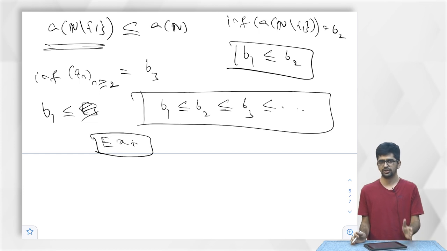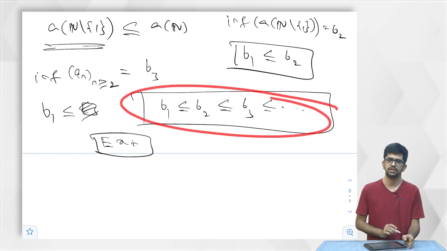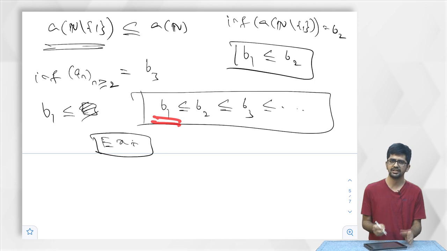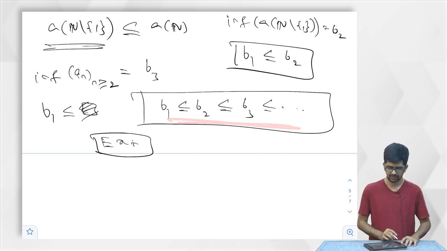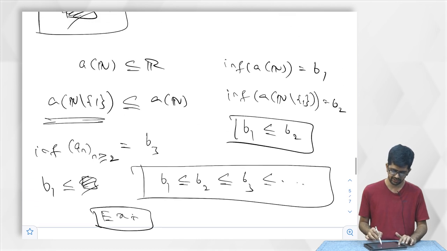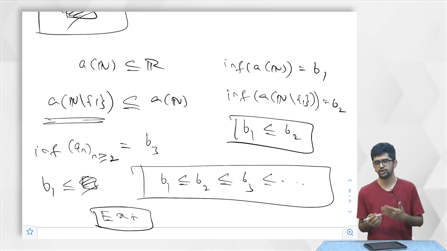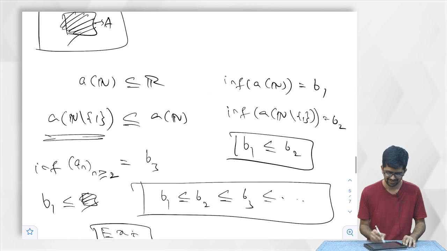An is bounded should imply this is bounded. One bound is already clear, the first element of this. Can you also think of a supremum of, or an upper bound of this sequence? Now, whatever you have done here using minimum, one can do the same thing for supremum. You replace this thing by supremum and call it C1.